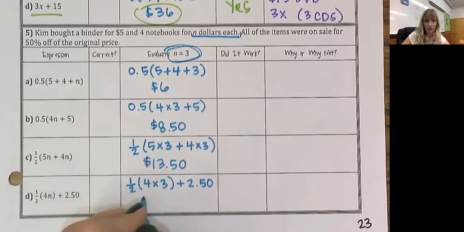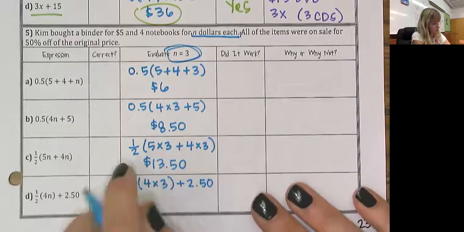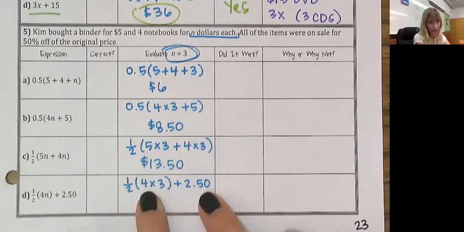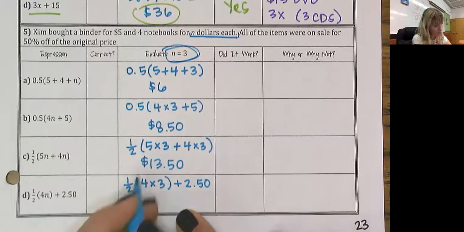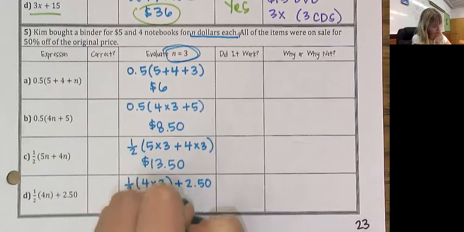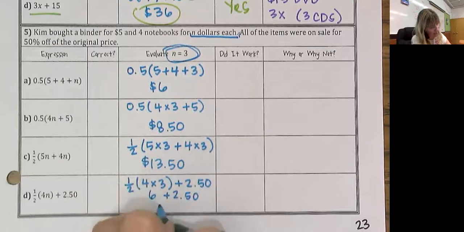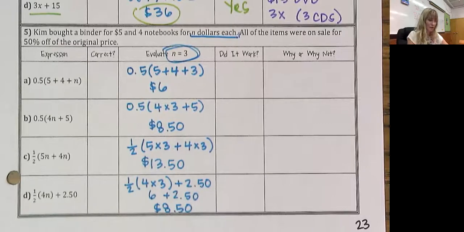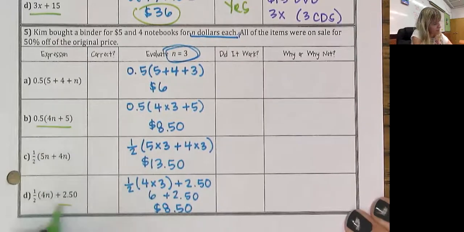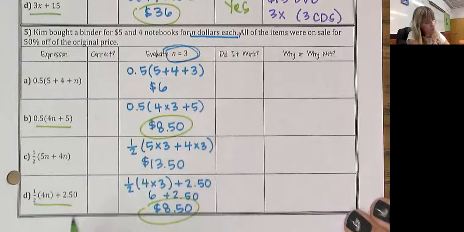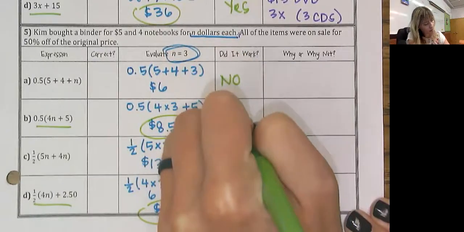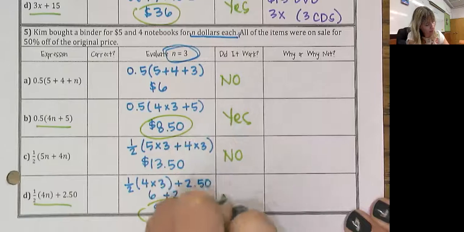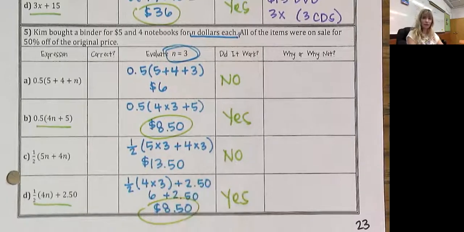Okay, and this one, I'm going to do these parentheses first. 4 times 3 is 12. Now, that's not in the parentheses, so I need to do half of that first and get 6 before I add the 2.50. And now that's $8.50. So like before, these ones are equivalent, and they're also the ones that work. They're the ones whose answers make sense. Let's look at why.